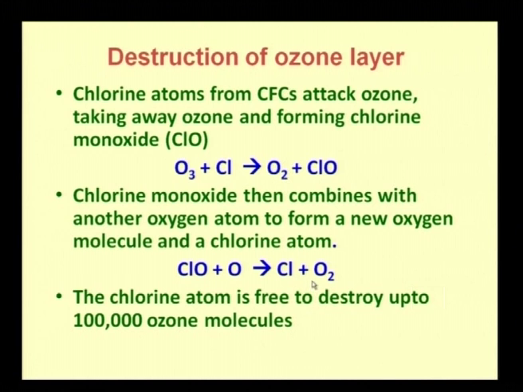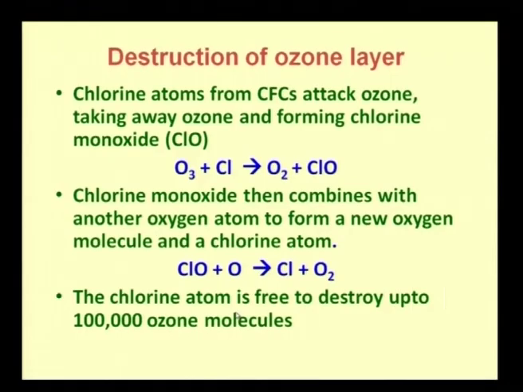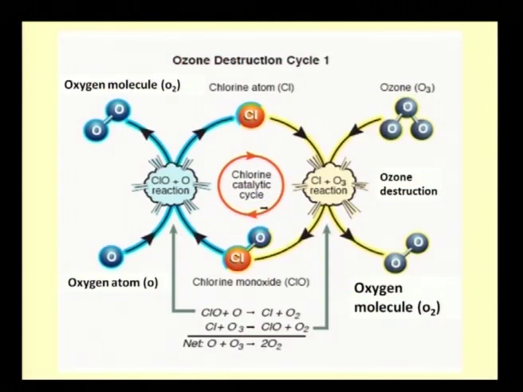And so the chlorine atom is free to destroy up to some 1 lakh ozone molecules. As we have already seen, nothing happens to the Cl, the catalyst molecule, and therefore again and again it reacts with the ozone layer and goes on depleting the ozone molecules. In that way the ozone layer is destroyed. Here is the ozone destruction cycle: the oxygen atom reacts with ClO, giving out oxygen and becoming Cl, and therefore the chlorine is cycling again and again, as we discussed in the previous slide.